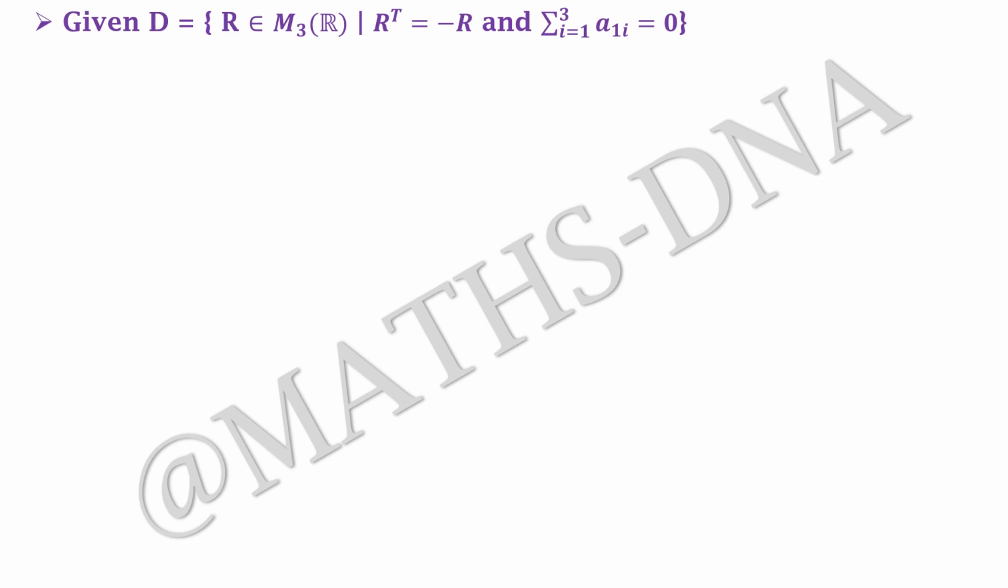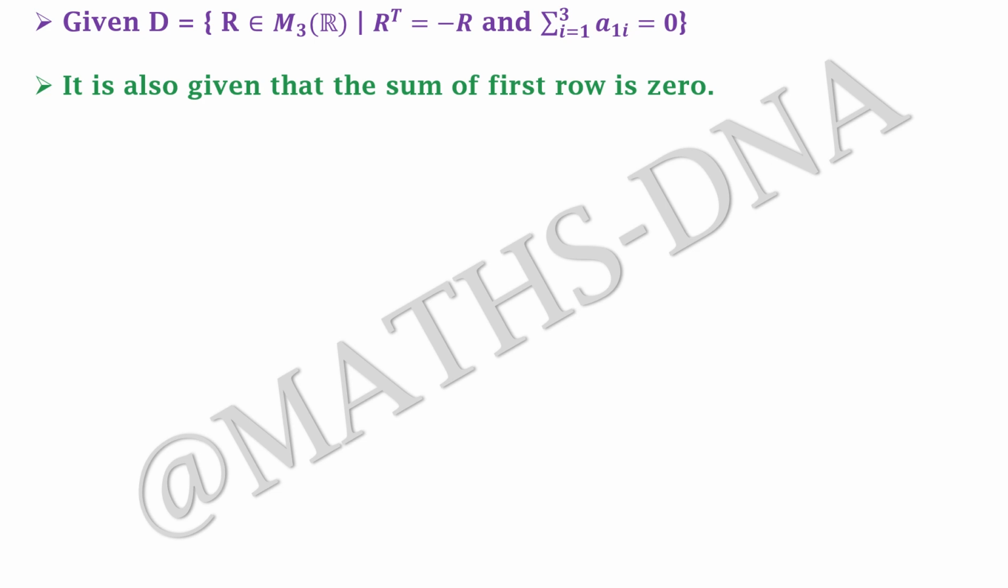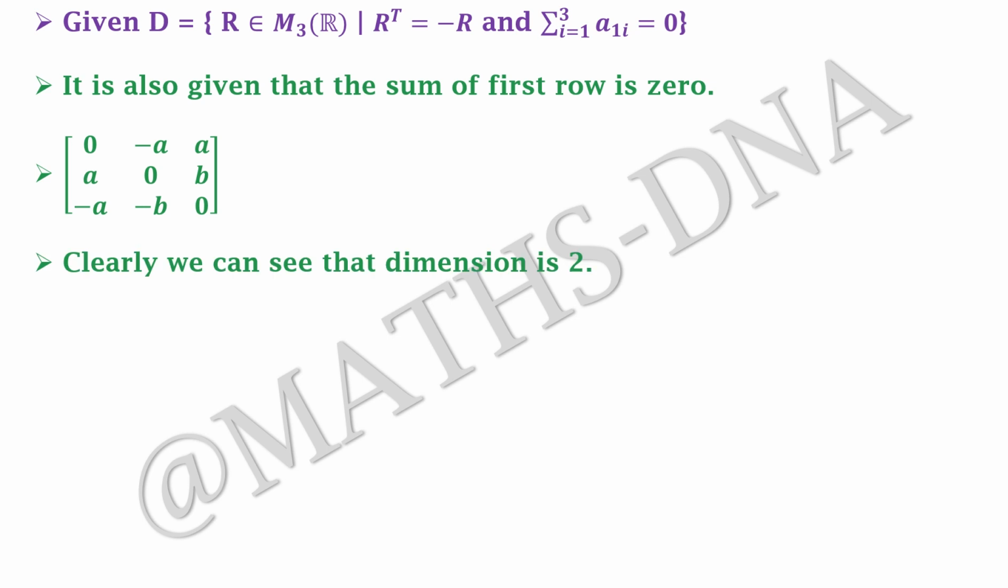Now we need to find the dimension of D, that is R belonging to M3R where R transpose is equal to minus R and the summation of a1i, i running from 1 to 3, is equal to 0. Here it means that the sum of the first row is also 0. So let us construct a matrix whose first row sums to 0. It is a skew-symmetric matrix, so diagonal elements are to be 0, and suppose one element is A, then the other element has to be minus A and the remaining is B. Here we can clearly see that the dimension is 2 because there are two independent entries A and B.